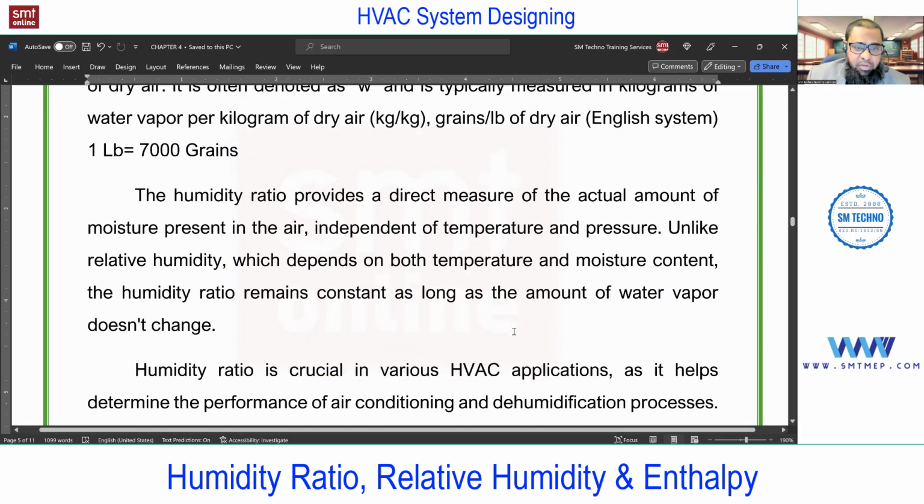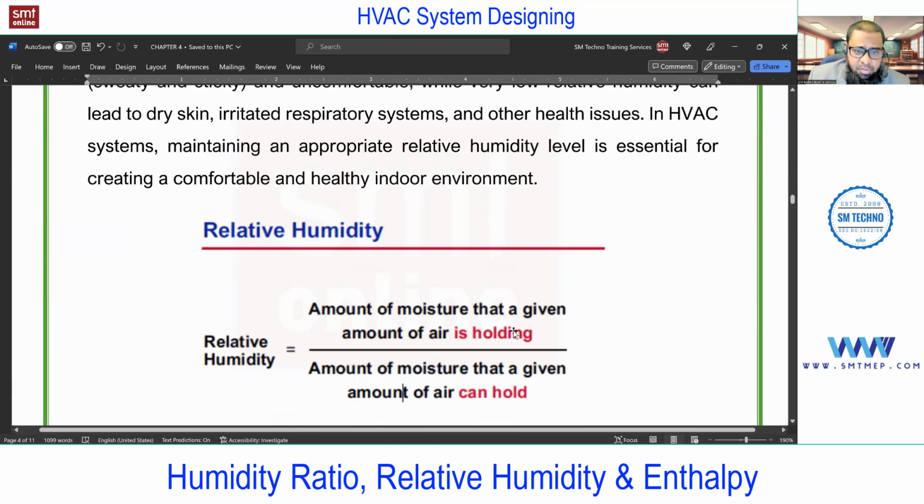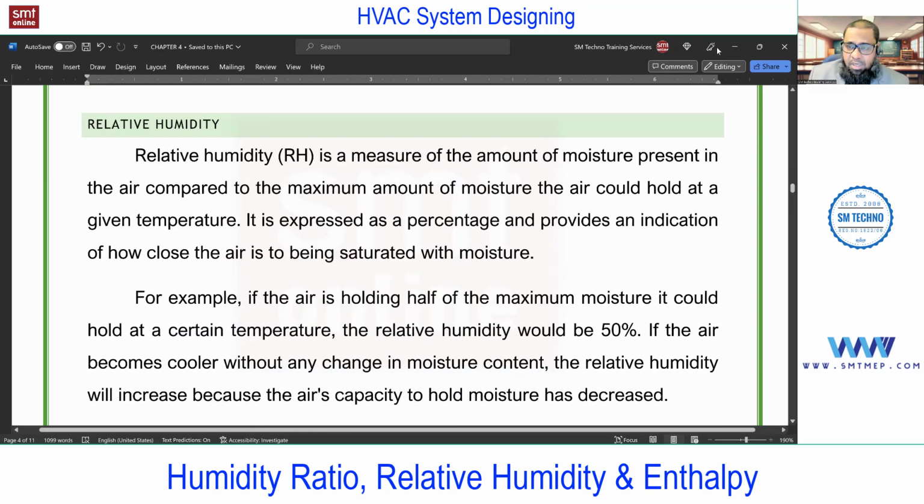Now we'll discuss a very, very important property, humidity ratio. Sorry, my mistake, relative humidity. This is important from an interview point of view also. So relative humidity means what? Relating with the saturated condition of air.